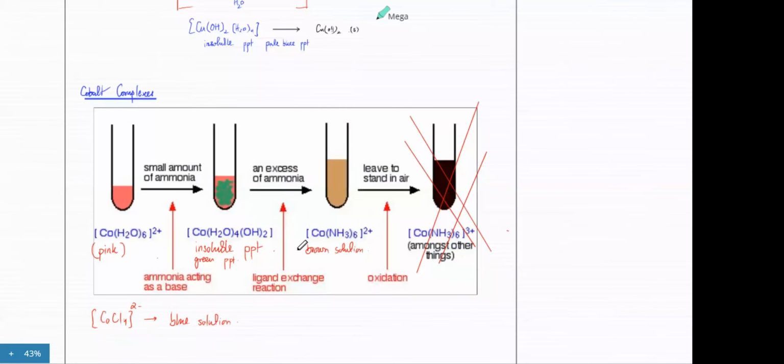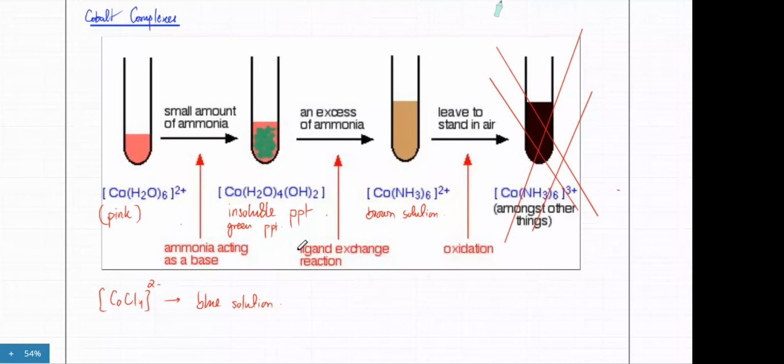And in exactly the same way, you have to remember the colors of cobalt complexes, which are exactly identical. All you have to do is replace the copper with cobalt. Cobalt with 6 water molecules is pink in color. Cobalt with 4 water molecules and 2 OH ions is a green precipitate. Cobalt with NH3 is a brown solution. Cobalt with 4 Cl- is a blue solution. So the formulas are exactly the same and the structures are exactly the same. You have to memorize those.